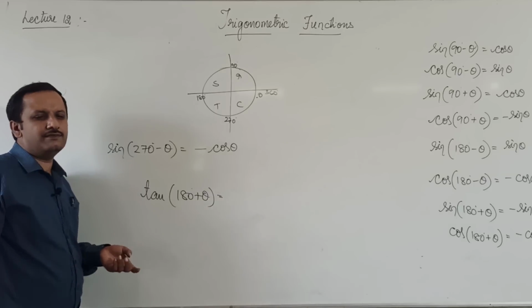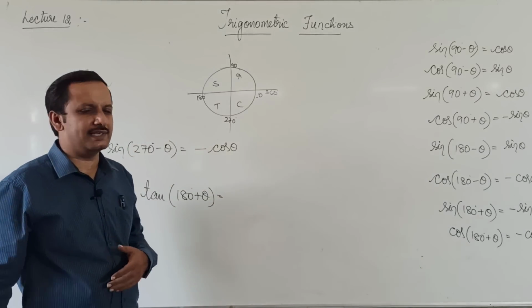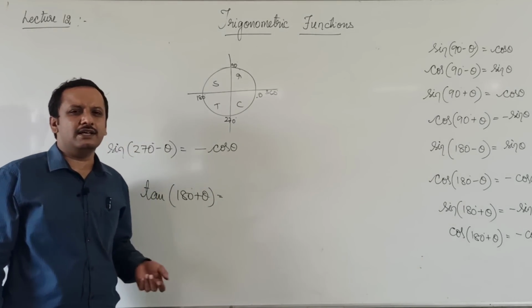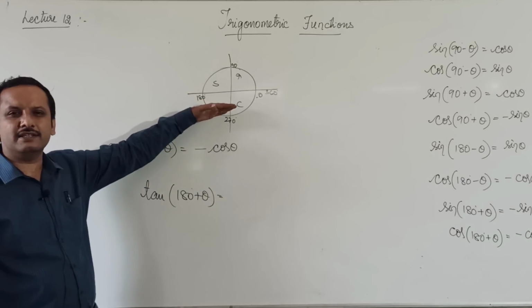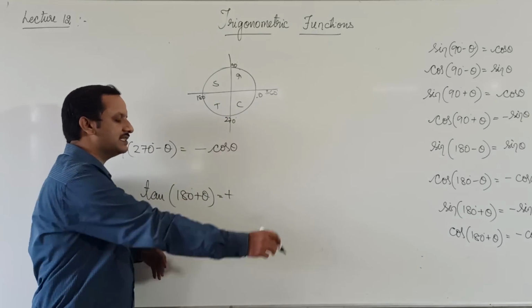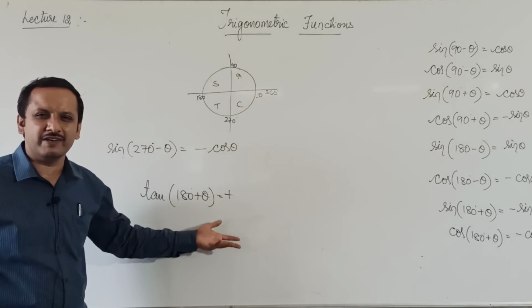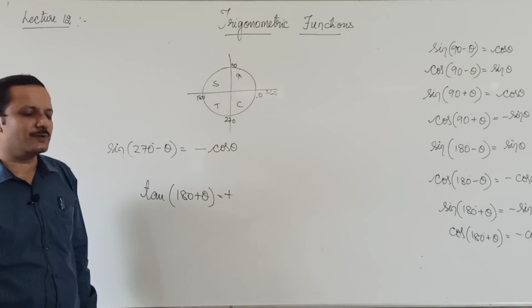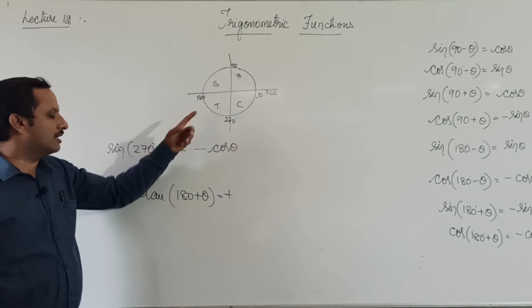Tan 180 plus theta. First you check where 180 plus theta lies. Third quadrant. In the third quadrant, is tan positive or negative? Positive. Okay, plus sign. Even if you don't write it, it's okay, it is understood that it is positive. Fine. Third quadrant, tan is positive.